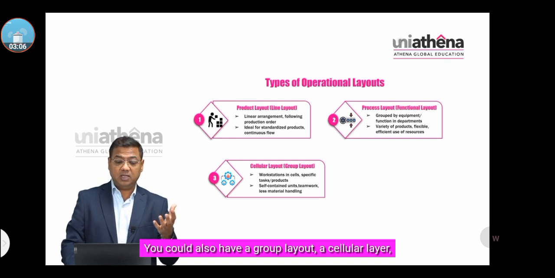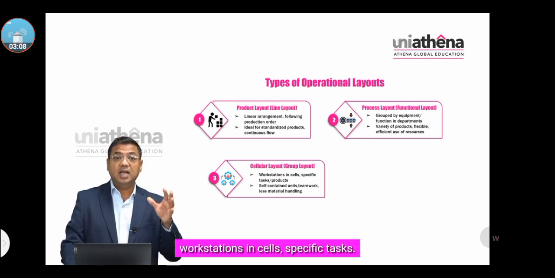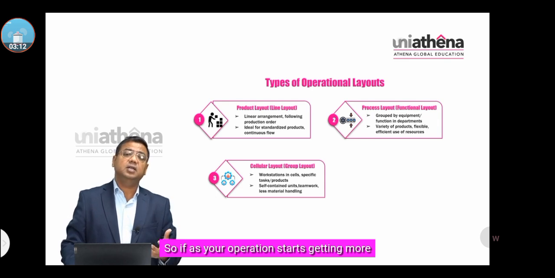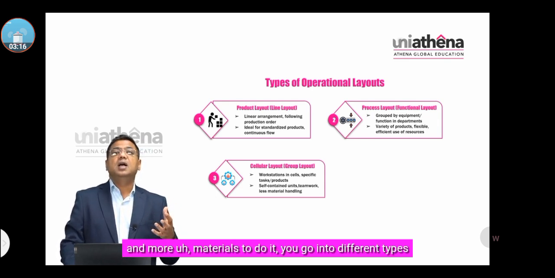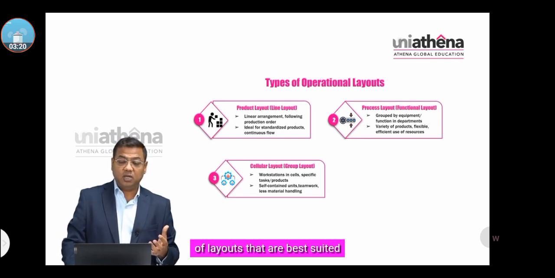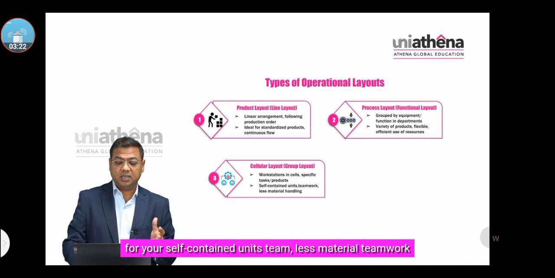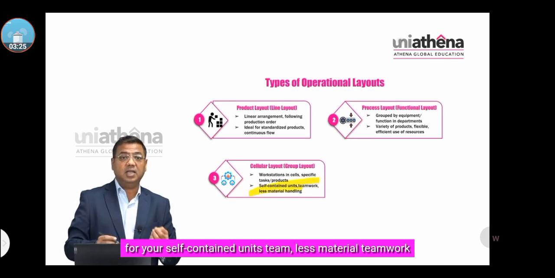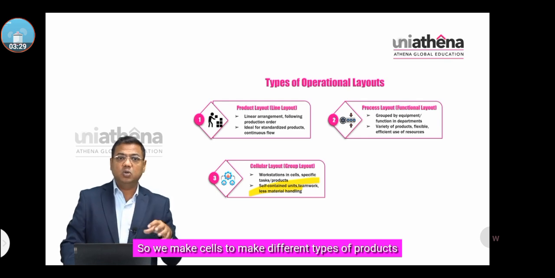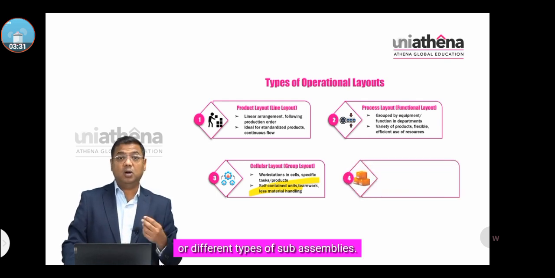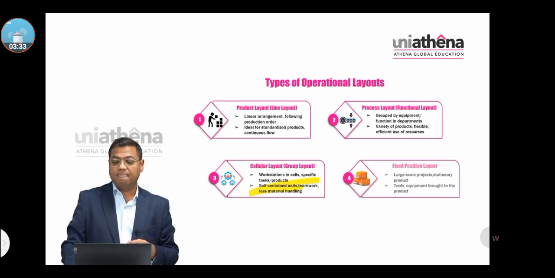You could also have a group layout, a cellular layout, with workstations in cells for specific tasks. As your operation starts getting more and more complex, as you need more and more machines and more and more materials, you go into different types of layouts that are best suited for your needs: self-contained units, teamwork and less material handling. So a cellular layout. You make cells to make different types of products or different types of sub-assemblies.